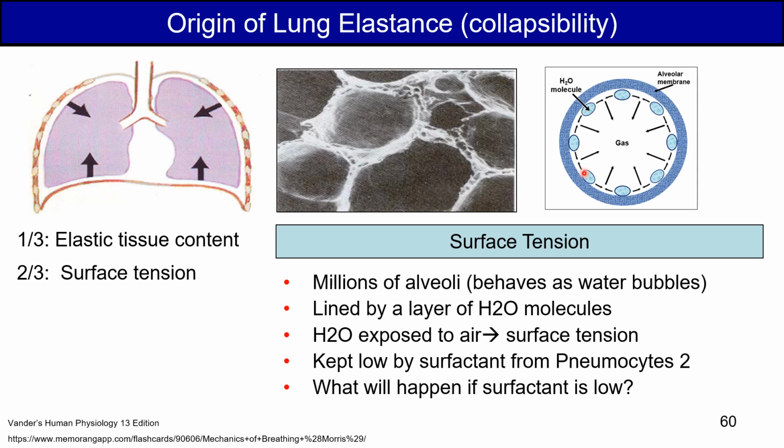Now, this surface tension of the lungs is kept low by the surfactant released by your type 2 pneumocytes. So what will happen if the surfactant is low? If the surfactant is low, there's nothing to counteract the surface tension, and therefore the lung elastic property will be greater.